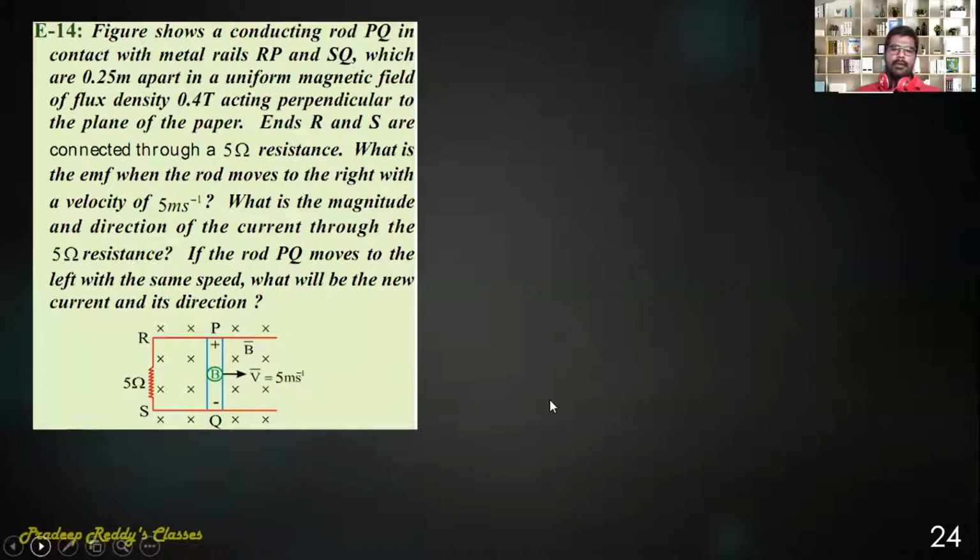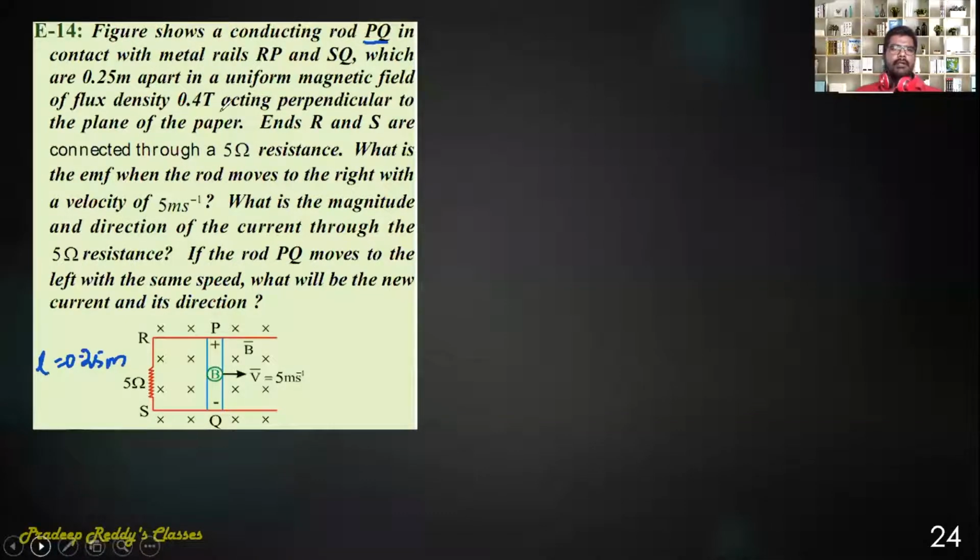Now let us solve one problem based on electromagnetic induction, that is motional EMF. Figure shows a conducting rod PQ in contact with metal rails RP and SQ, which are 0.25 meter apart. So that means between these two rails, the length is 0.25 meter. L is equal to 0.25 meter.